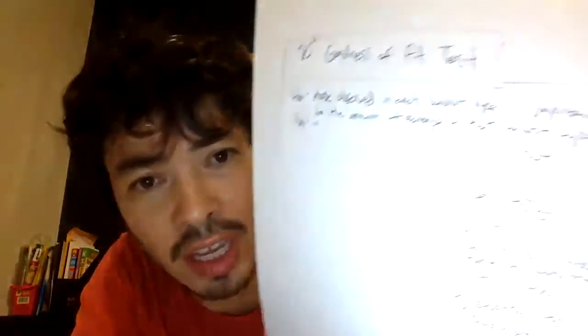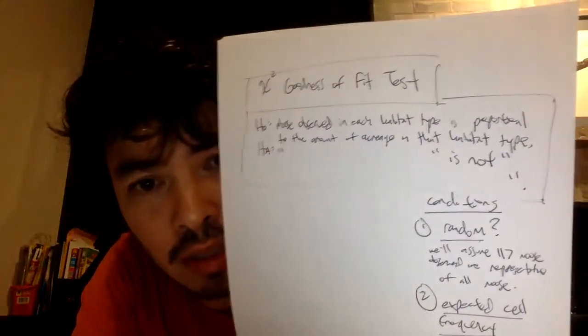And the alternative is that the moose observed in each habitat type is not proportional to the amount of acreage in that habitat type. Okay, all right, so let's do it now. Let's actually do the test. Let me get the problem back up here.